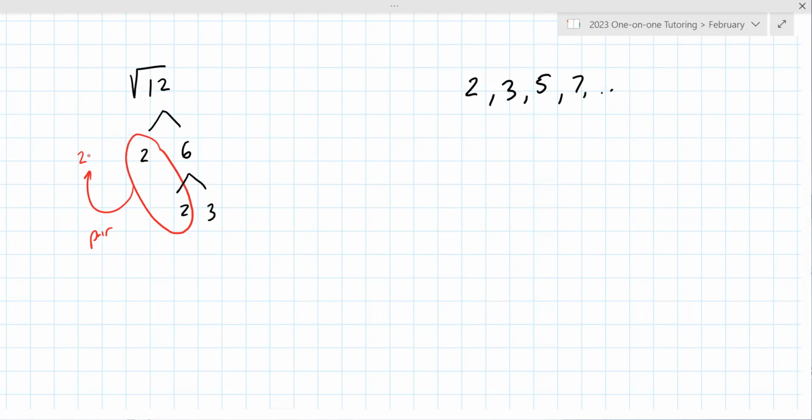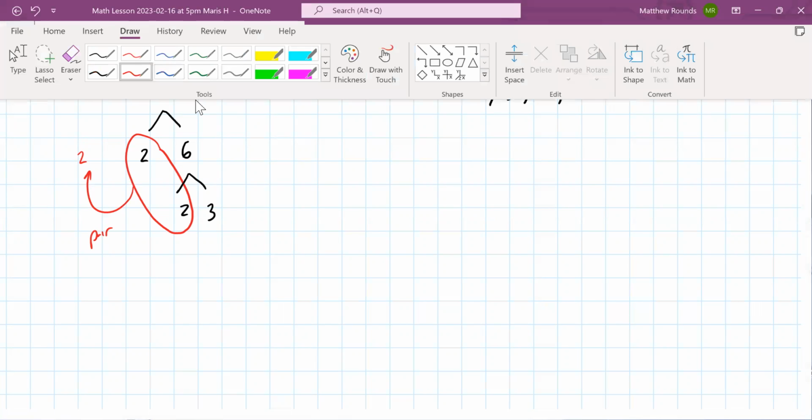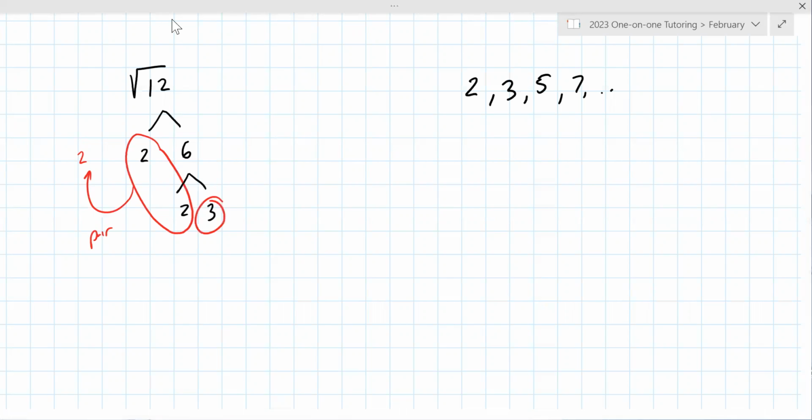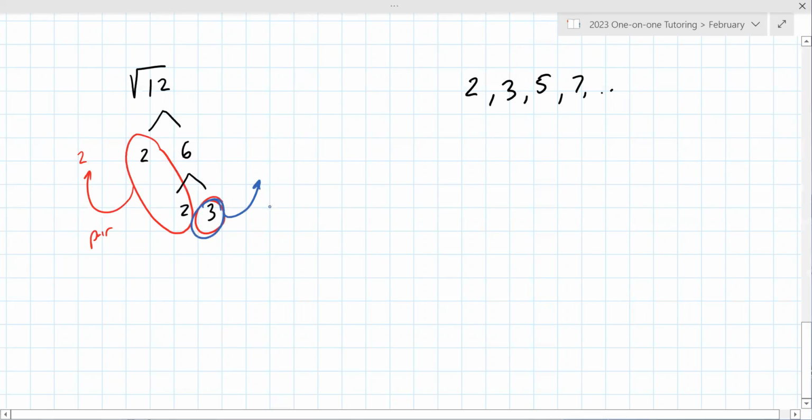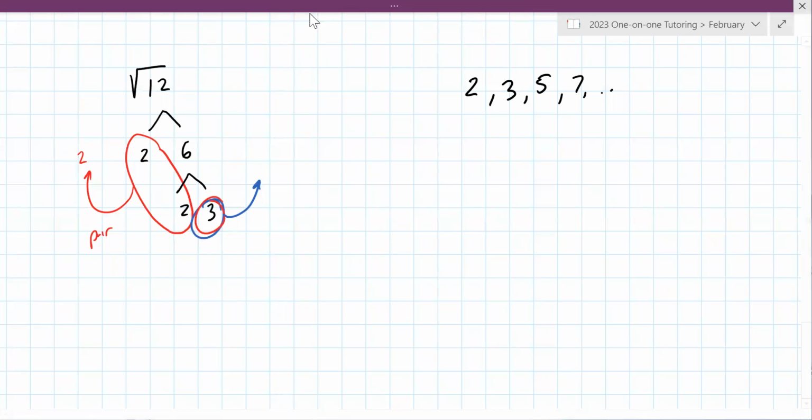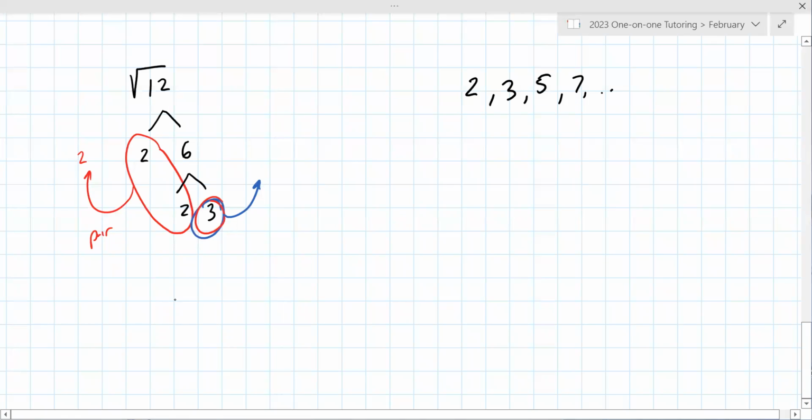Is that clear? And then if there's anything else, but it's not paired up, I meant to switch to the other color here. It stays in. So this is 2 square root of 3.